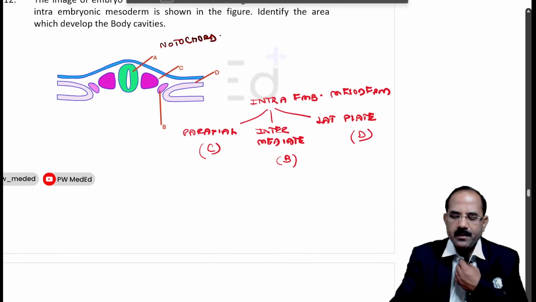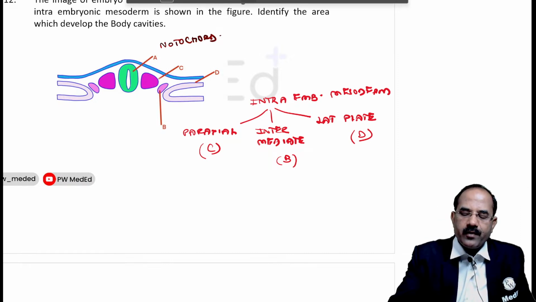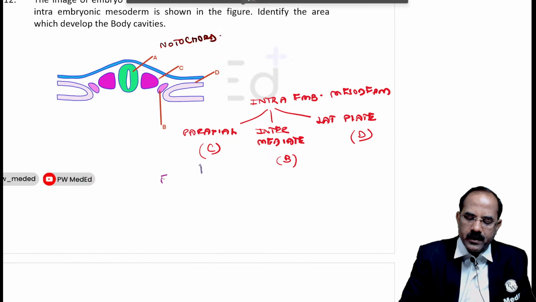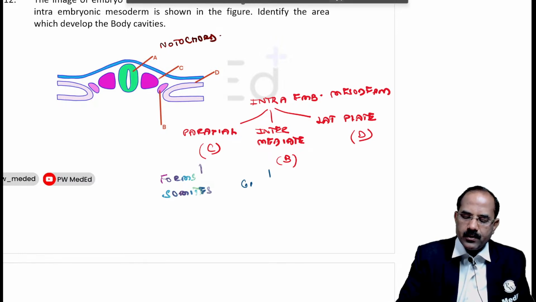Students, can you quickly tell me what the paraxial mesoderm forms? The paraxial mesoderm forms somites. A very important MCQ, forms somites. What does the intermediate plate mesoderm form? It forms the genitourinary system.